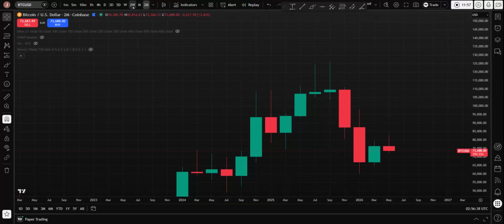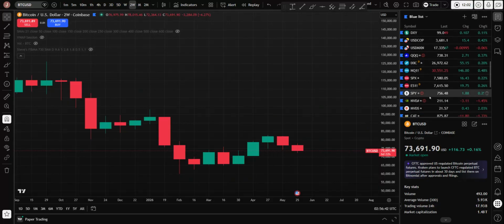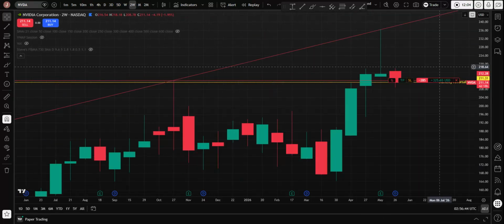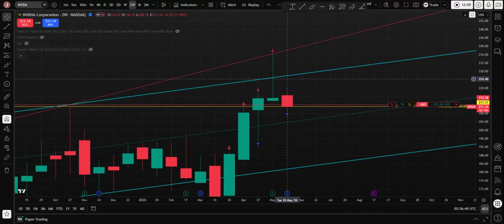So we have to take that into consideration when we're looking at the 2 week chart on our NVIDIA chart here. So let's go back to our NVIDIA chart as we're running out of time here. You can see, so it's possible that we could get a retrace, a 50% retrace.